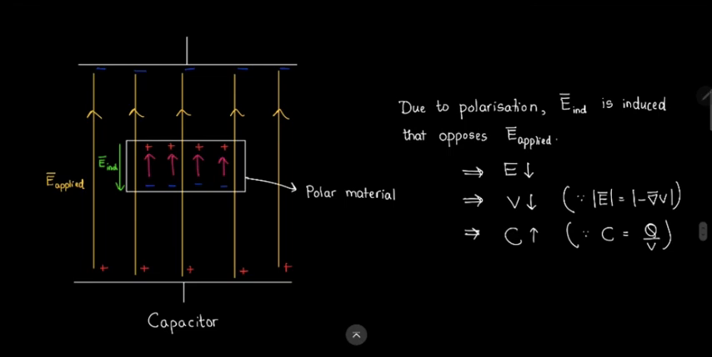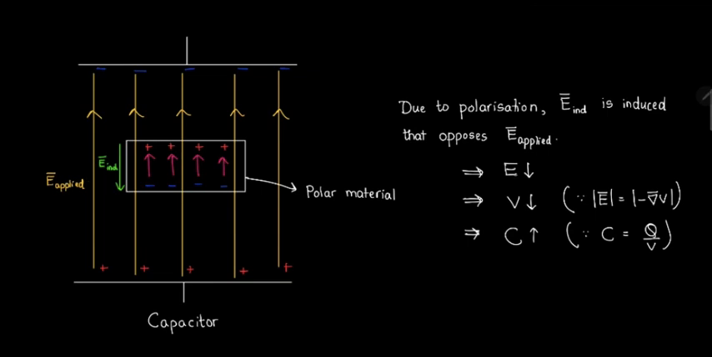If you take a capacitor and place some polar material, some dielectric, something of that sort, then due to the externally applied electric field, all the dipole moments inside will get aligned along this electric field. Some positive charges get accumulated on the top and negative charges on the bottom. This results in some induced electric field, E induced, that is opposing the applied electric field because both of them are in opposite directions.